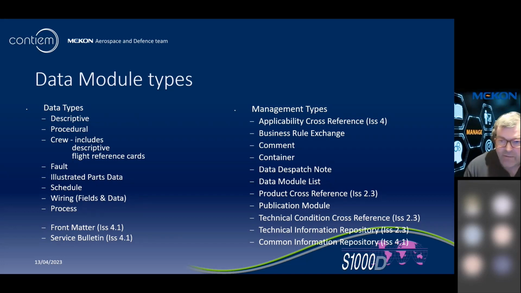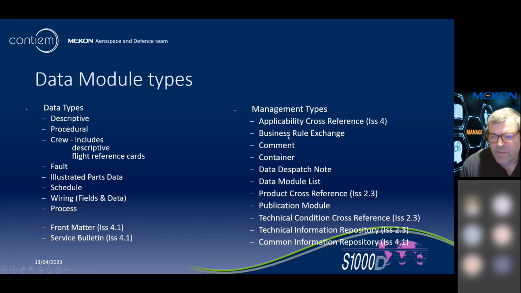And actually, we have 3 parts to the whole applicability system. There's the ACT, as it's called, the applicability cross-reference table right at the top. We also have a product cross-reference table and a third one called the conditions cross-reference table, which isn't actually on that list. Those 3 data modules make up the control and management system for your applicability.